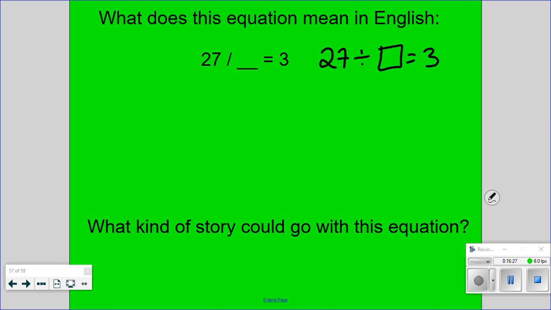27 in... 7 groups of 3? No. Some groups of 3. You're on the right track, Logan. We got 27 things, and I love how you said in all. We're not getting any more things.